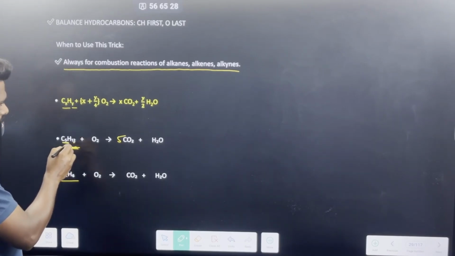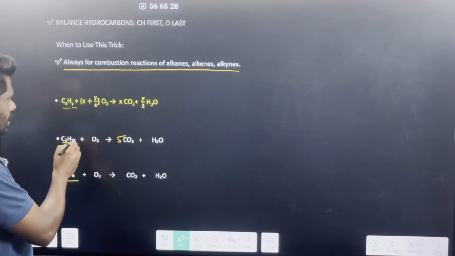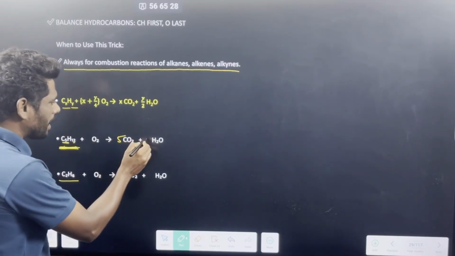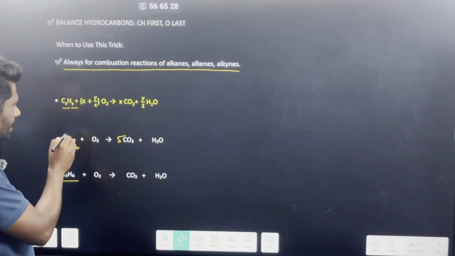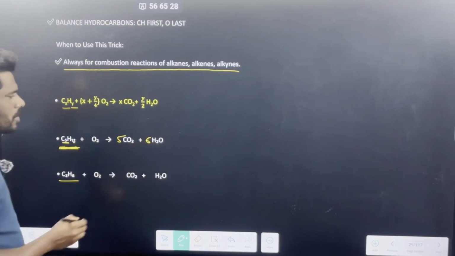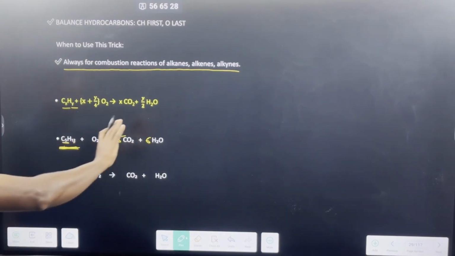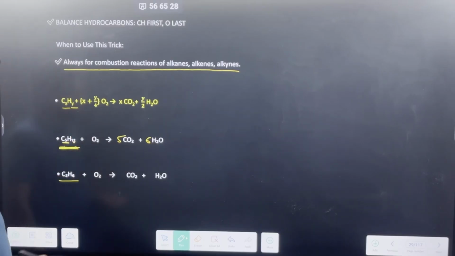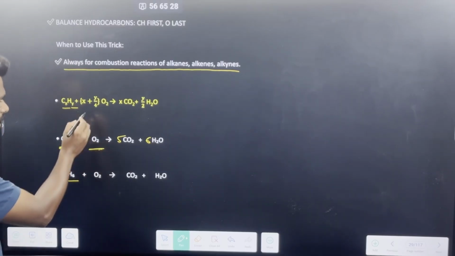12 is the subscript for hydrogen, right? So, which is treated as Y. Y by 2, that is 12 by 2, is equal to 6. Now, the product side is balanced. We need the coefficient for oxygen. To calculate the coefficient for oxygen, use this formula.